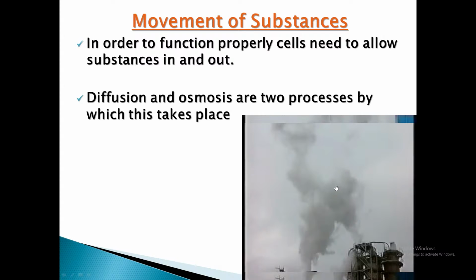In order to function properly, cells need to allow substances in and out. Carbon dioxide, for example, is one of those substances that need to get out of the cell, because if the carbon dioxide stays too long inside the cell, then of course it can become toxic. So diffusion and osmosis are two processes by which this takes place.